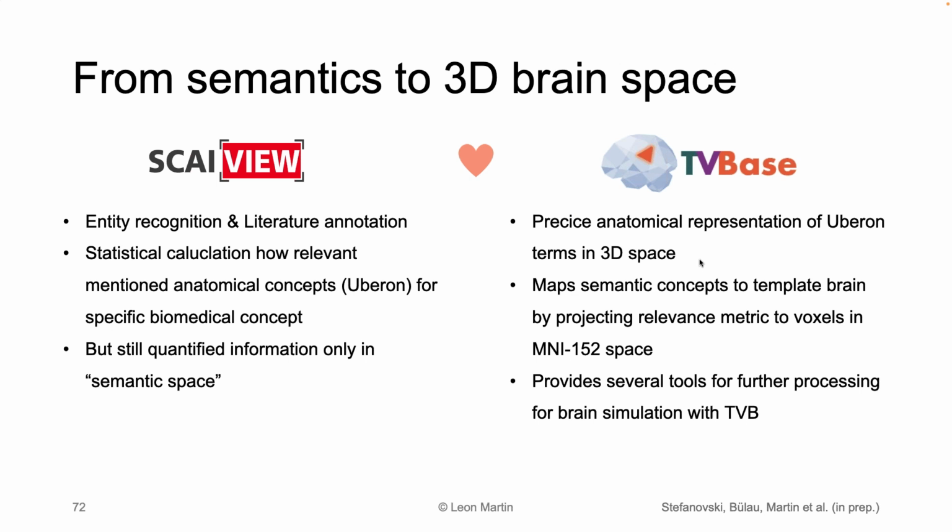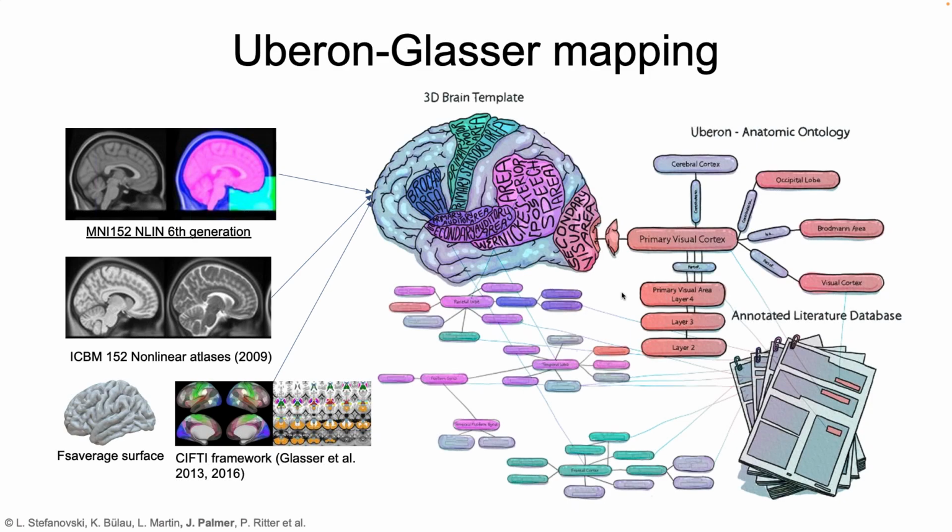What we're then doing is we have a precise anatomical representation of Uberon terms in 3D space. This is basically the core of TVBase, that we can link the semantic layer back to the brain space the literature originally is talking about. So we have entity recognition and a statistical evaluation of how relevant a specific term is for a biomedical concept. So we can extract statistics about how relevant a specific anatomical term is for, for example, the concept BDNF or Alzheimer's disease. This in SciView is still in semantic space.